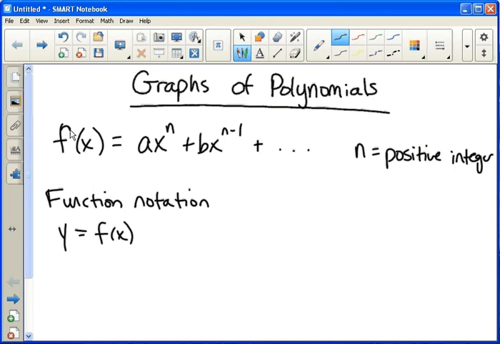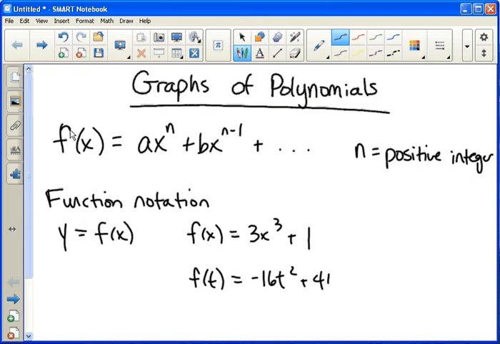Okay, so here's the difference. I could say f of x is equal to 3x cubed plus 1. Or I could say f of t is equal to negative 16t squared plus 4t plus 1. So you notice this in parentheses is just identifying what variable we're using. It's telling you what variable the function uses. It could be x, it could be t, it could be pretty much any letter. So that's what it tells you.